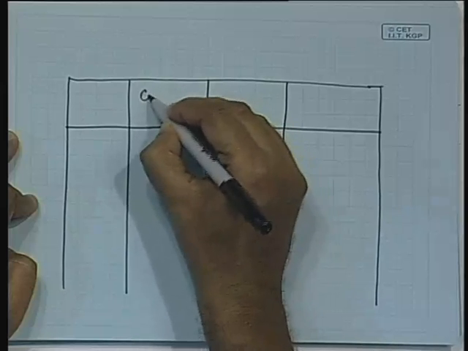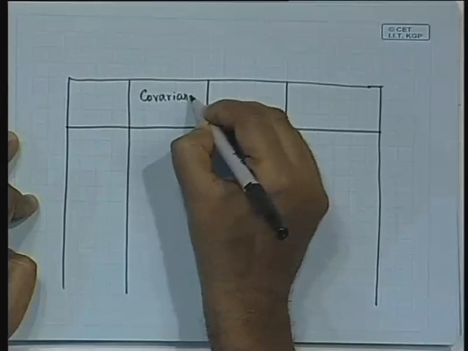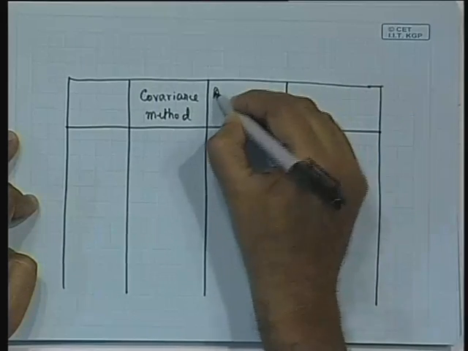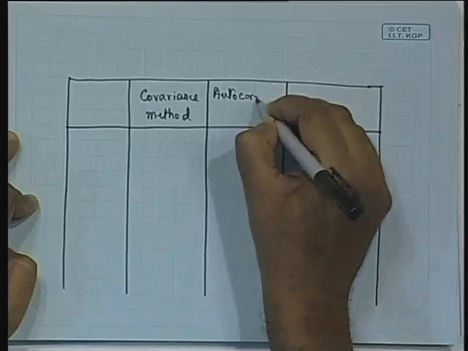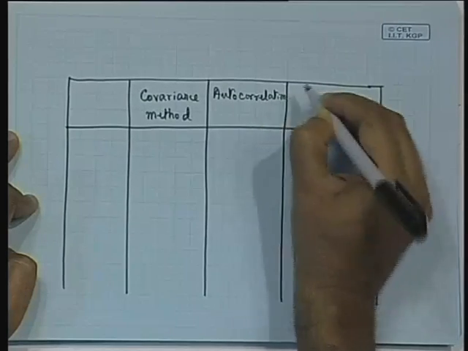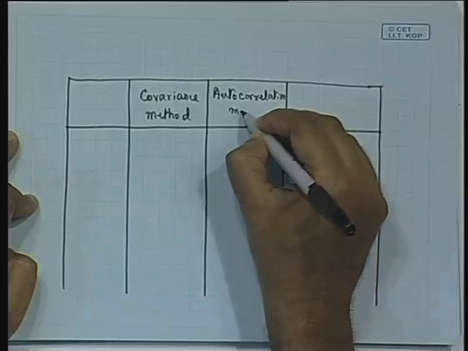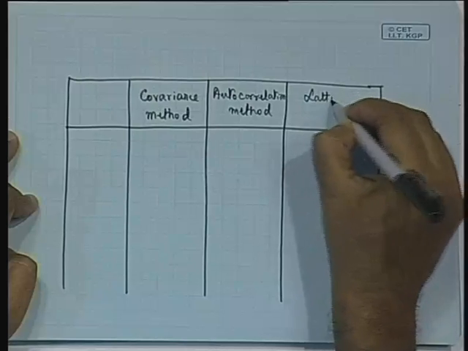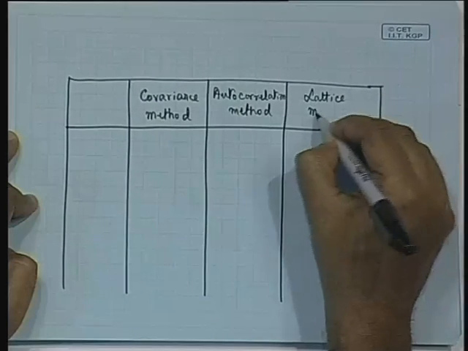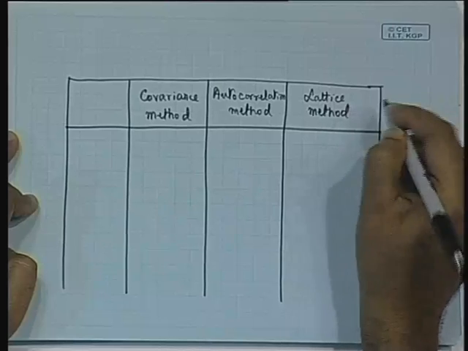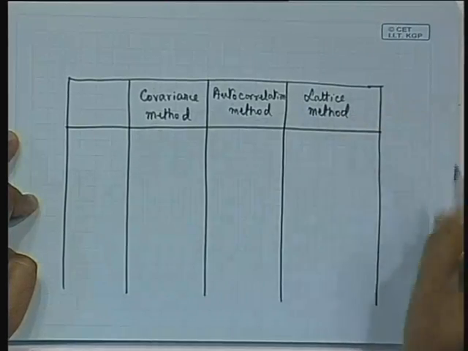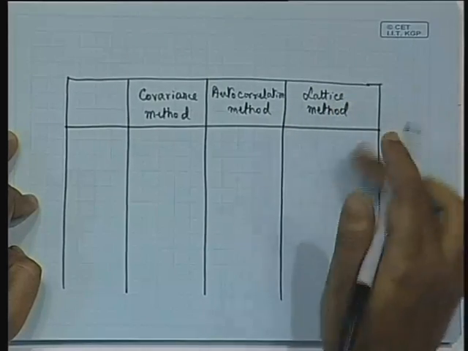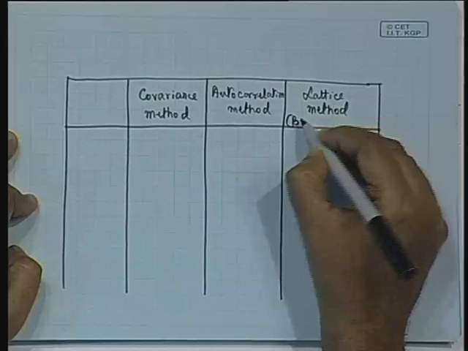So, let us write down the covariance method here. So, this is the autocorrelation method, and this is the lattice method. So, covariance means Cholesky's method, autocorrelation is Durbin's, and the lattice method is also called the Burg method.